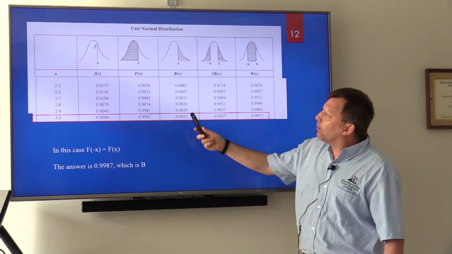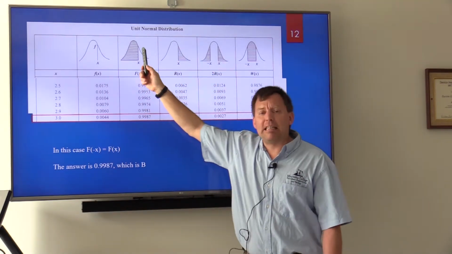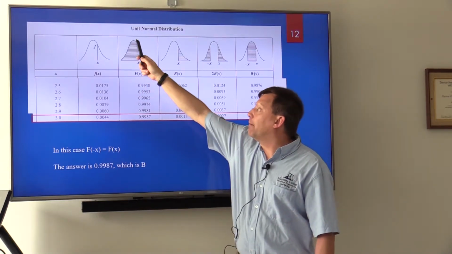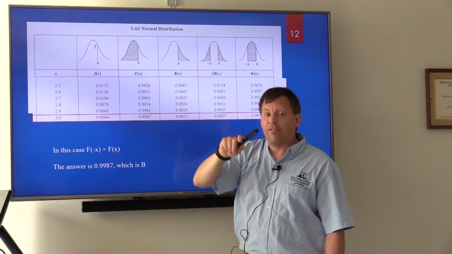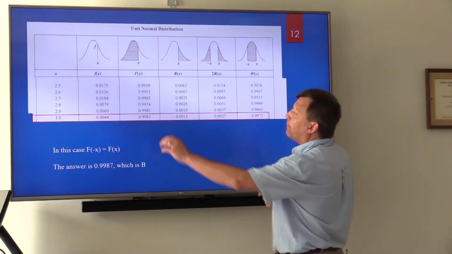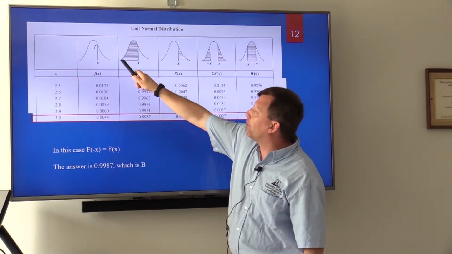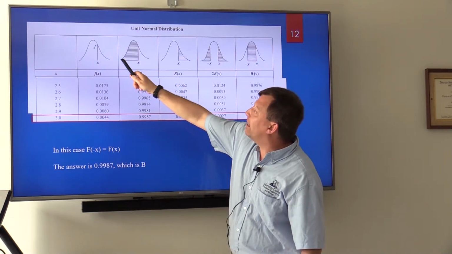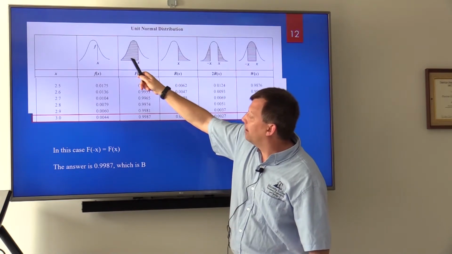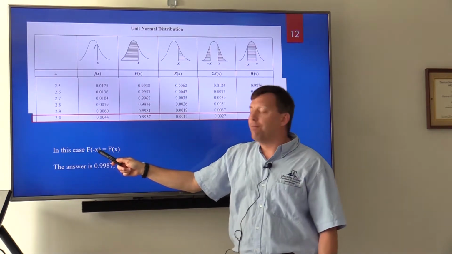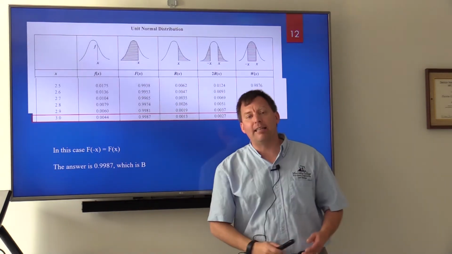Well, if you look at these graphs up here, we said that it had a mean of 16, and we're looking for numbers greater than 4. So if you flip this around the other way and put this white spot over here, this is representative of what you're looking for, this area in here. So in this case, f of minus x is equal to f of x. Now you read down and you get 0.9987.